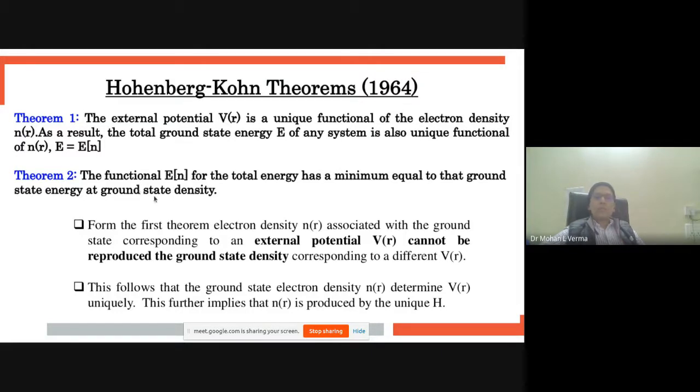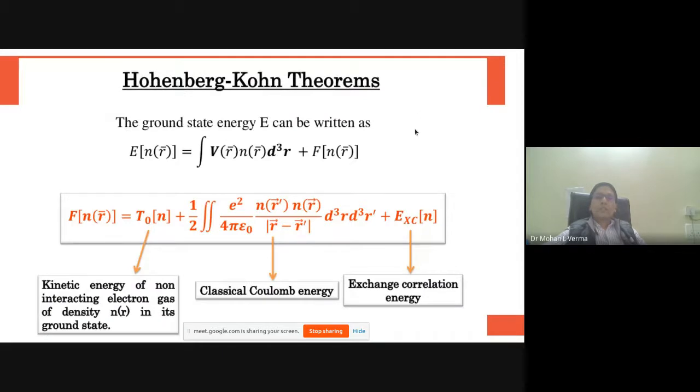And theorem 2, the functional E[n] for the total energy has a minimum equal to the ground state energy at the ground state density. From the first theorem, the electron density n(r), which is a function of r, associated with the ground state corresponding to the external potential V(r), cannot reproduce the ground state density corresponding to a different V(r). This follows that the ground state electron density determines V(r) uniquely. This further implies that n(r) is produced by a unique Hamiltonian. And this is the equation, that theorem.